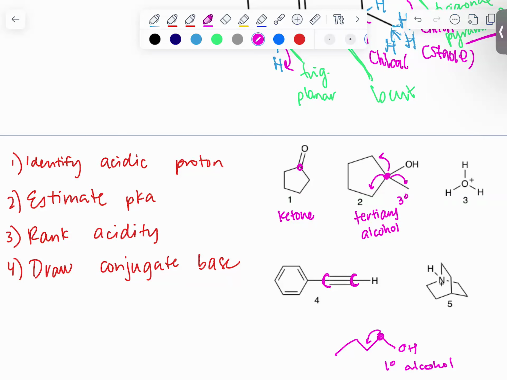I'm not going to ask what functional group number 3 is because the whole molecule is functional. So we'll get to that one when we go over that. What about number 4?